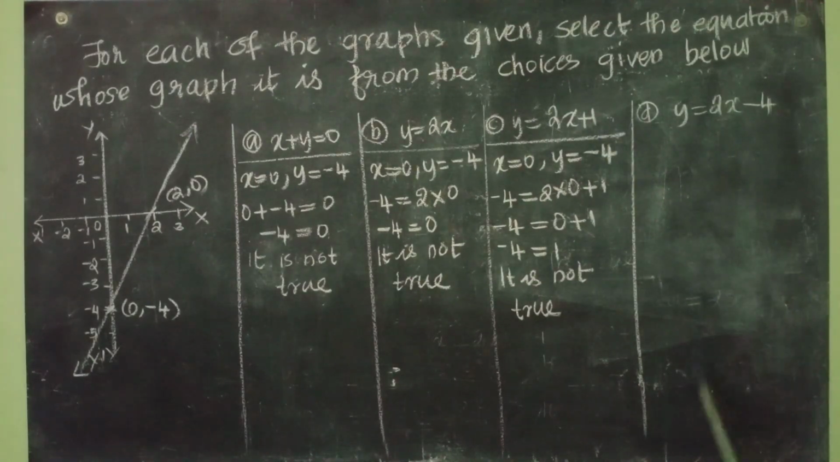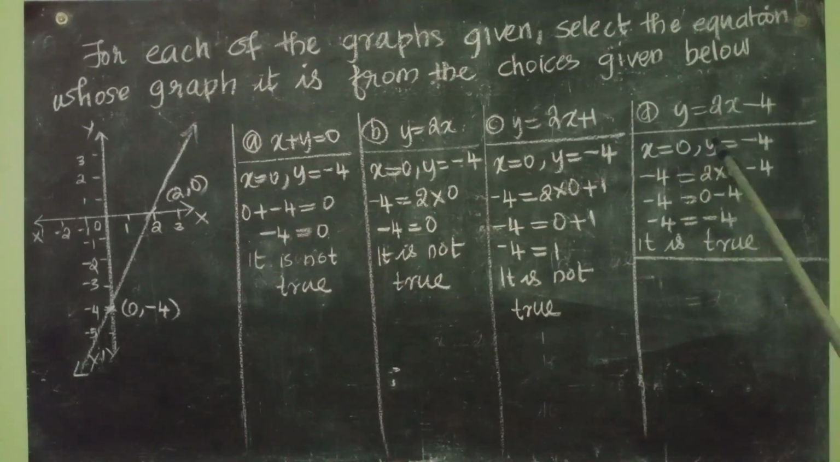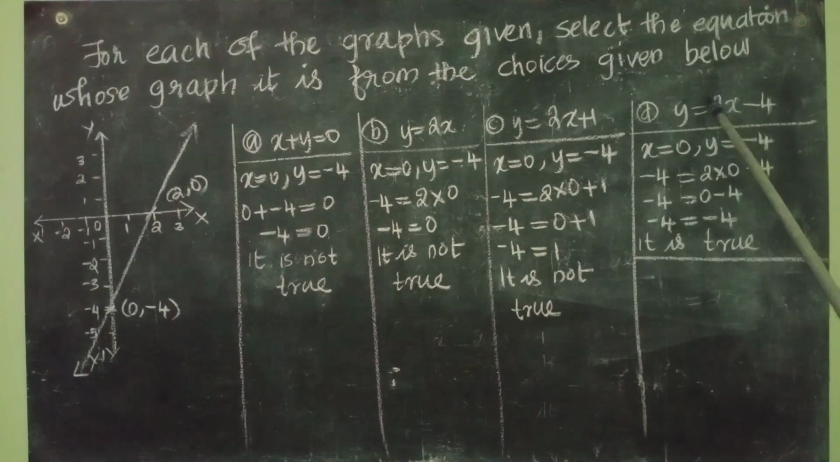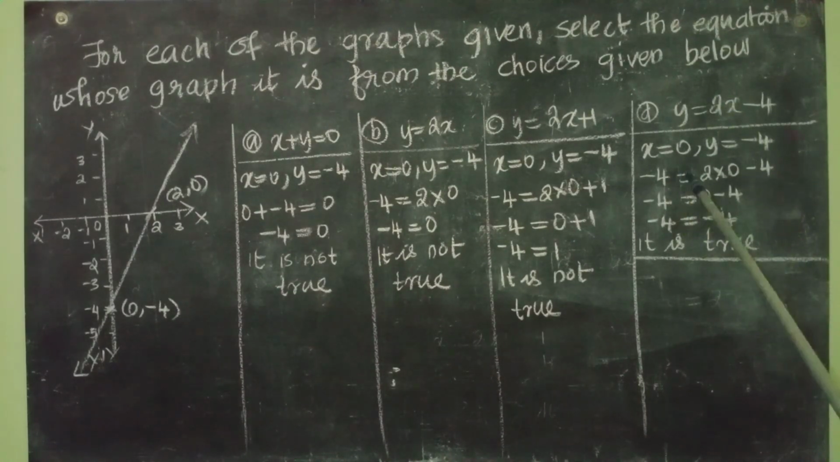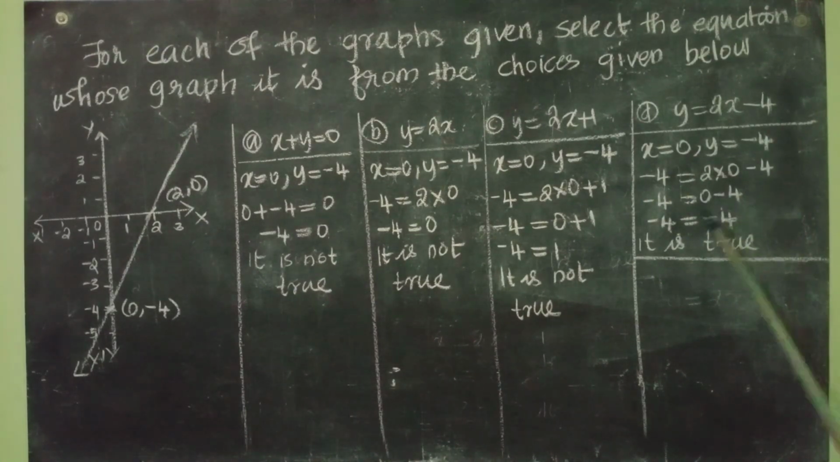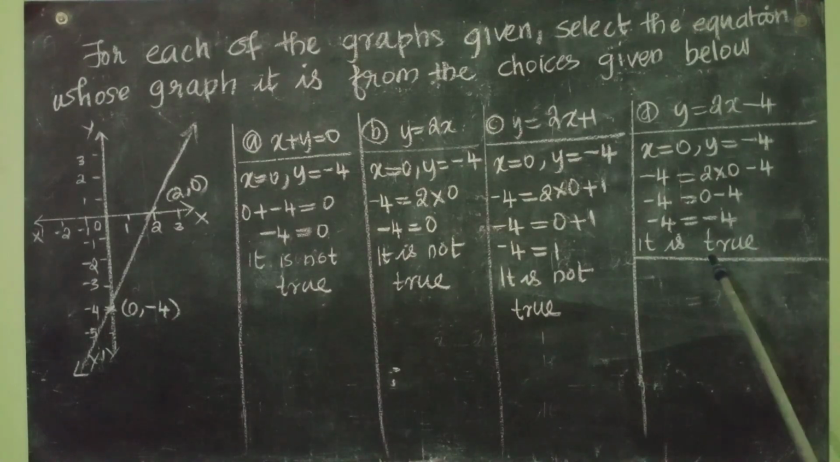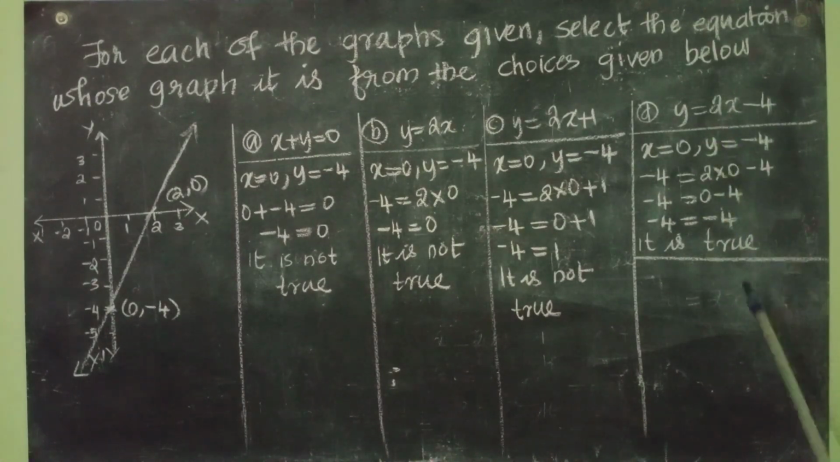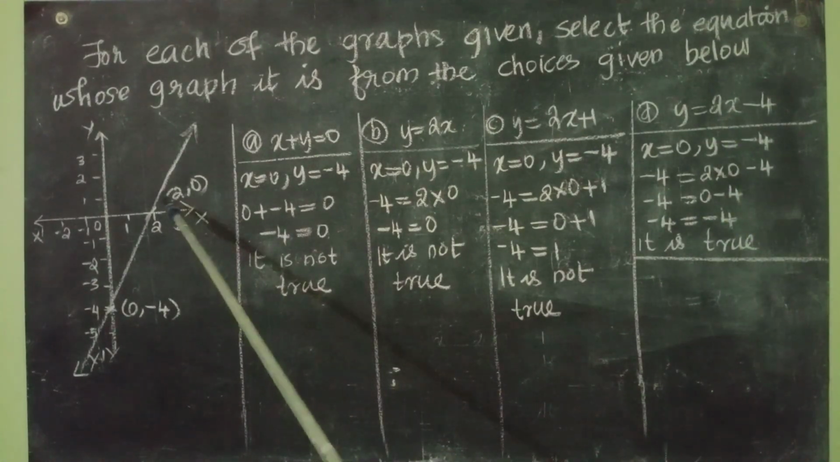Then last one we can check. If we give x equal to 0 and y equal to minus 4 in this equation, we get minus 4 equal to 2 into 0 minus 4. That is minus 4 equal to 0 minus 4. That is minus 4 equal to minus 4. It is true in the first case. So we can consider the second solution.